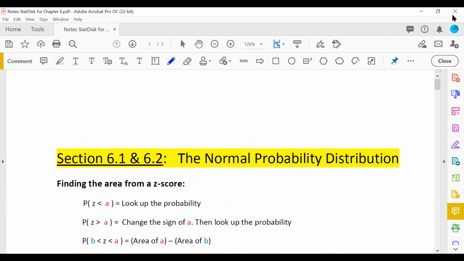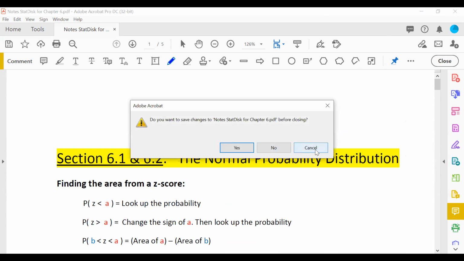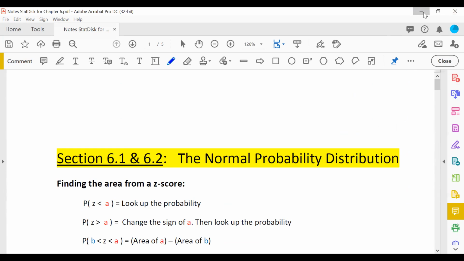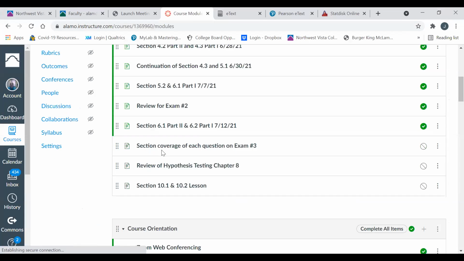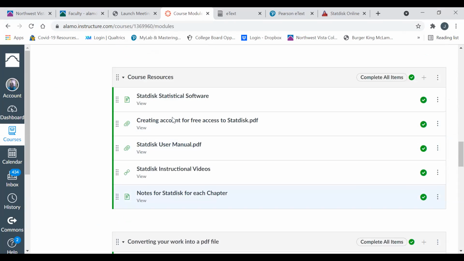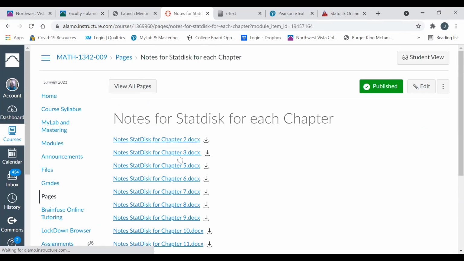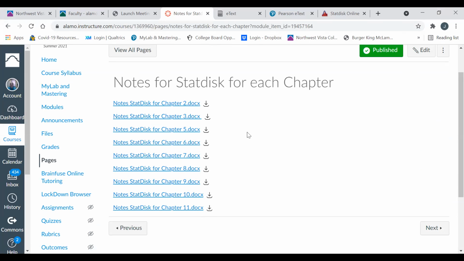sheet handy. If you can't find it, go to our Canvas page, go to modules. There should be a place where it says StatDisk. Let me see if I can find it. If you ladies go over here, let's see if I can find it. Nope, wrong one. Hold on. Right. So in our Canvas page, go to modules, and you scroll way down, right there, where it says course resources. There are notes for StatDisk for each chapter. So you click on it, and it's right there, number 6. Right. So you have them. Don't forget, they're all there for you.